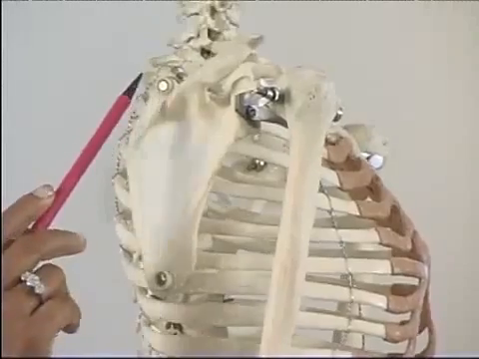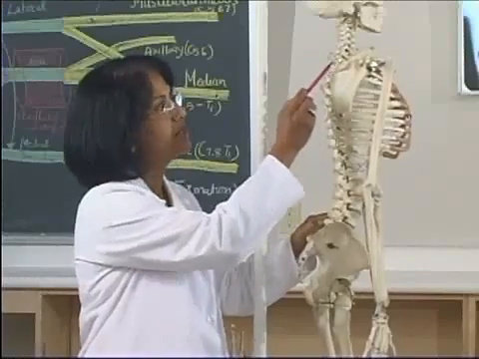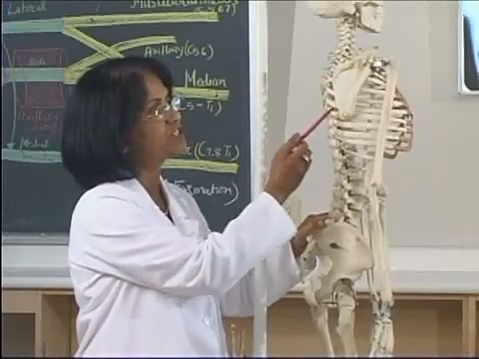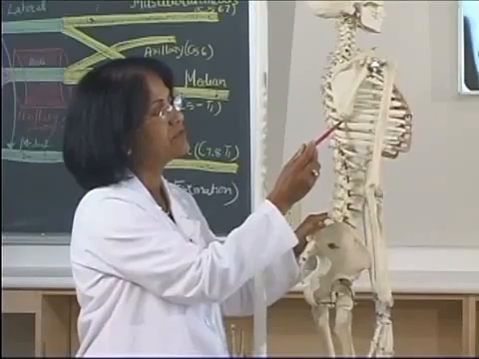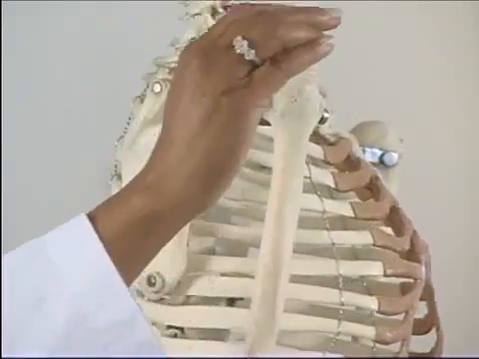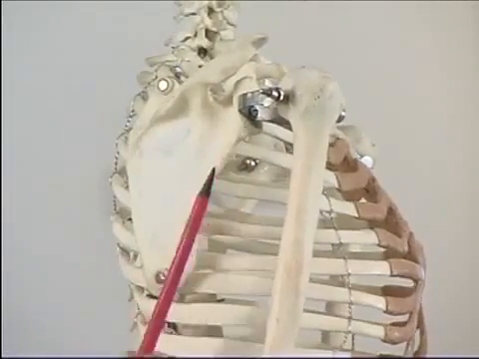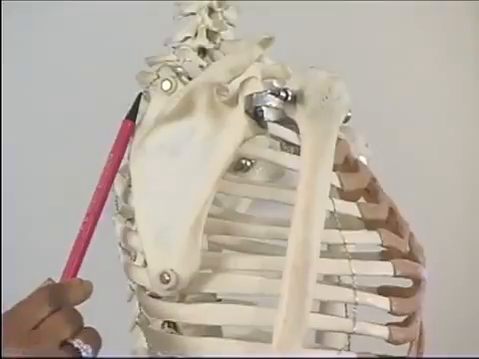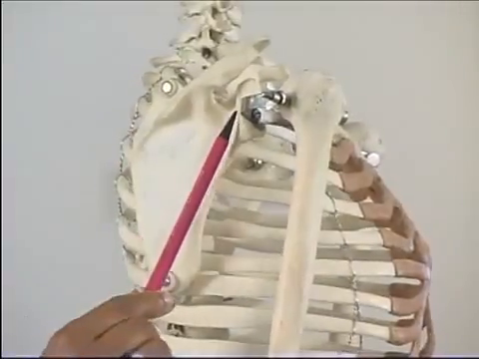Scapula is a flat, triangular bone, and it lies on the posterior aspect of the chest wall, extending from the 2nd rib to the 7th rib. It has 3 borders, superior, medial, and lateral. It has 3 angles, superior, inferior, and lateral.